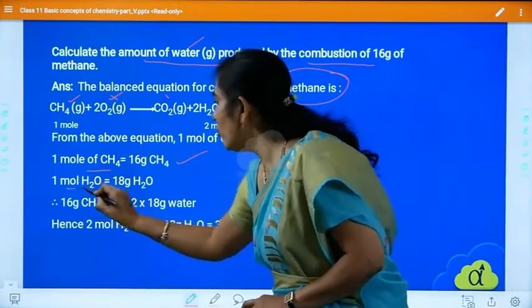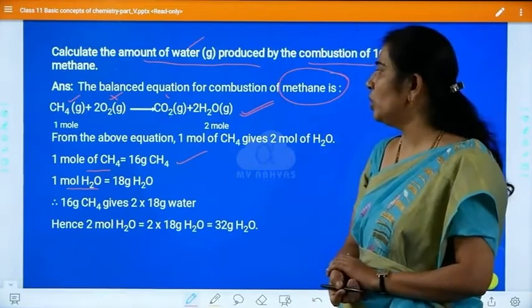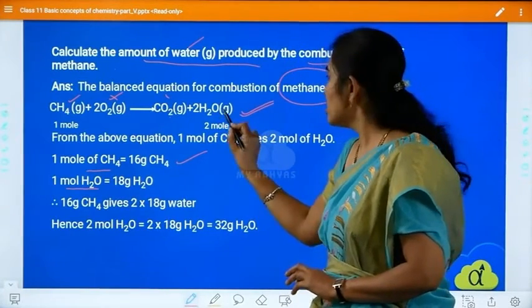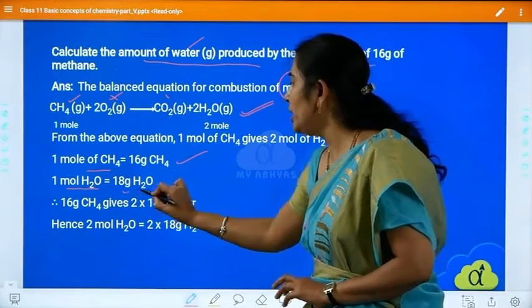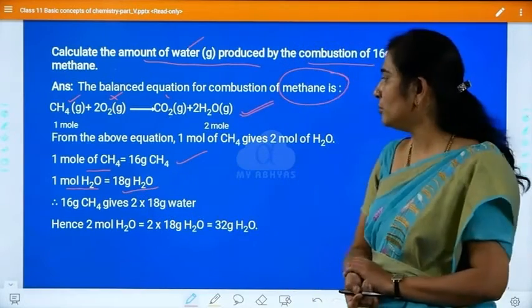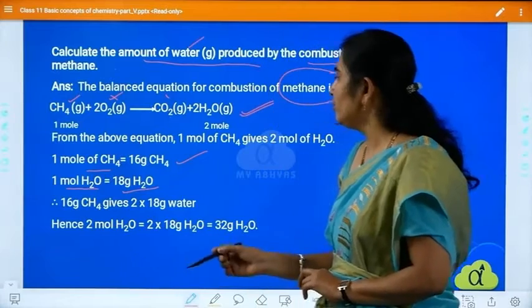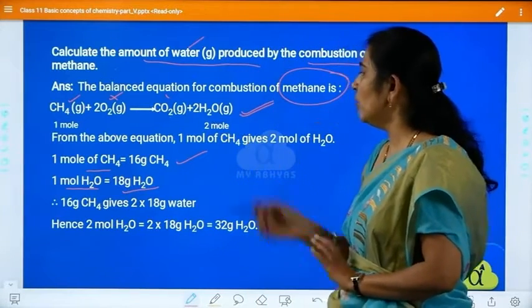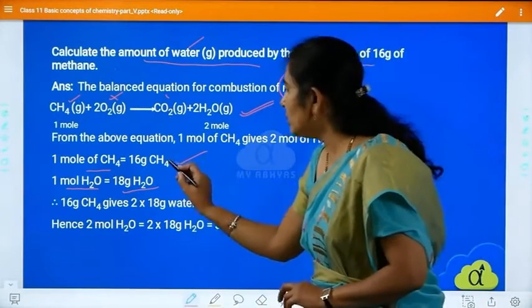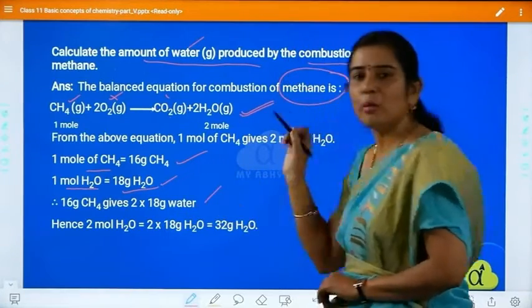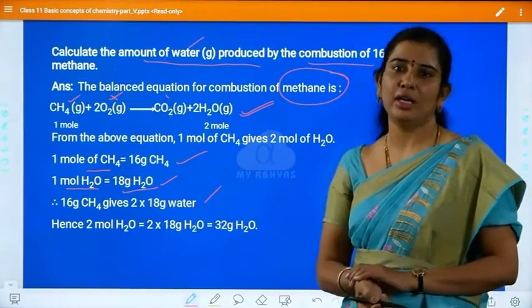So 1 mole of water. What do you mean by 1 mole of water? See here, H2O, 16 plus 2, 18. 18 gram of water. That is the meaning. So 1 mole of methane produces 2 moles of water means 16 gram of methane produces 2 into 18 gram of water. That is the meaning.